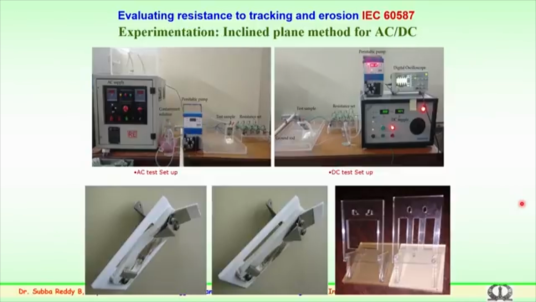Evaluating resistance to tracking and erosion, you can see the inclined plane arrangement that has been developed. This is the electrodes and sample, and you have an electrode arrangement here. You have the voltage source, an oscilloscope, the peristaltic pump, and the resistors as per the standard. This is the arrangement for the inclined plane testing. This is for AC, and this is the DC arrangement. On the left is the inclined plane arrangement for the AC source of 5 kilovolts with a peristaltic pump, and you have a DC source of 10 kV with an arrangement. Both experiments have been carried out on several samples of each type and the performance is evaluated.